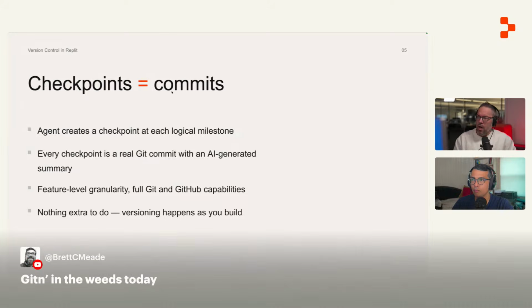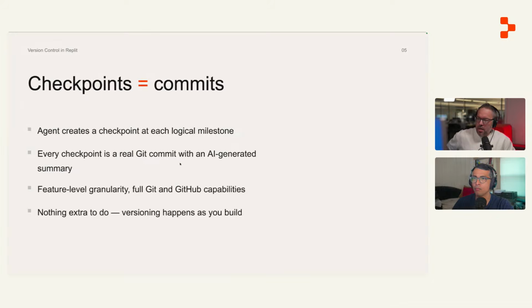So, okay, checkpoints equals commits. We talked about this a little bit. Agent creates a checkpoint at each logical milestone. So that's the place, that's the stamp in time. Each checkpoint is a real Git commit with an AI generated summary. So what this means is that the agent is going to write a little recap, and again, we're going to look at this here in a second. And it's going to show you, here's what happened in this checkpoint, feature level granularity, and you don't have to do anything, right? The agent's just going to do all of this for you.